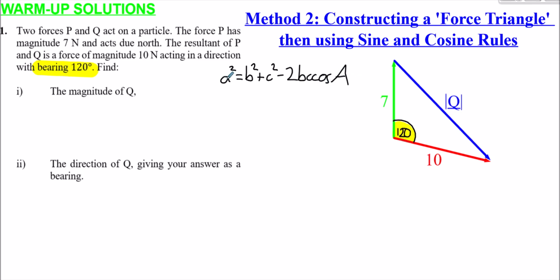So in our case, the side and the angle known relate to Q and the angle opposite to Q, which is 120. So if we replace A with Q and B and C in any order with 7 and 10, we can say that the magnitude of Q, square rooting all sides, so B I'll call 7, C as 10. So the magnitude of Q will be 7 squared plus 10 squared minus 2 lots of 7 times 10 multiplied by the cosine of this angle 120.